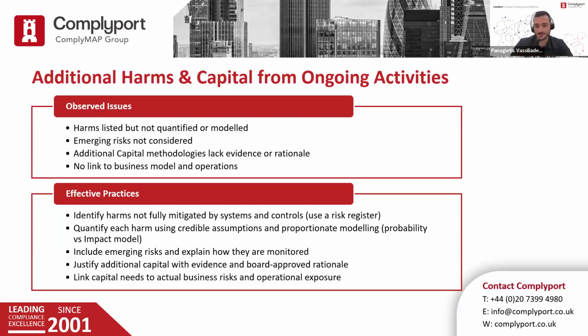So, what's the fix? Start by identifying harms that remain after controls are applied. You need to use your risk register to support this. It should show the residual risk, not just the inherent risk that you have estimated for a specific risk. Then you need to quantify each harm, each risk, using proportionate modeling. A simple probability versus impact model can go a long way here.